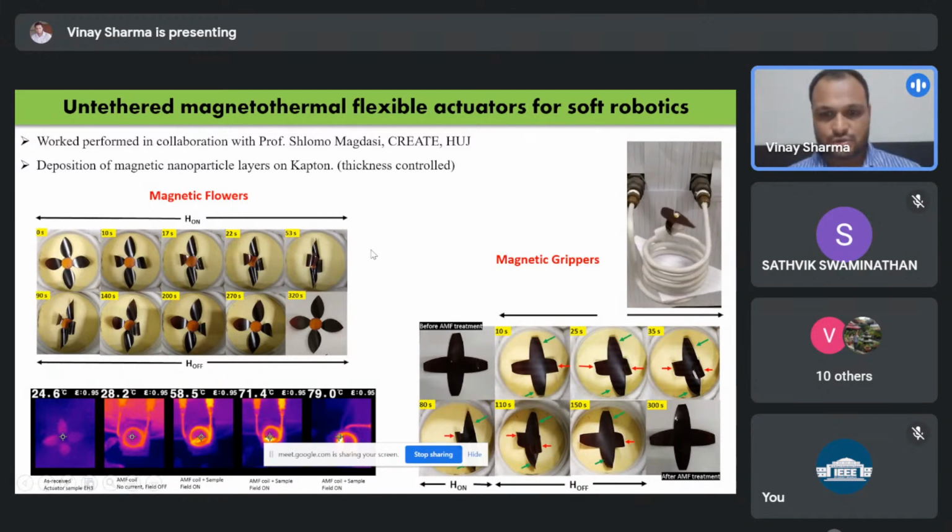Just to tell you that this work is also very much in demand nowadays, because there is a technology called soft robotics. These magnetic nanoparticles are used widely in soft robotics, and the researcher community is appreciating it a lot. This is called untethered magnetothermal flexible actuators for soft robotics.